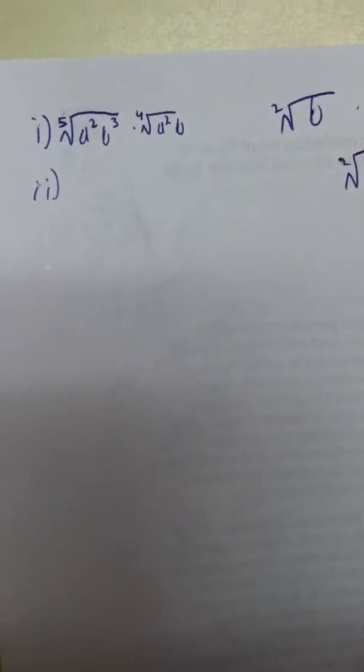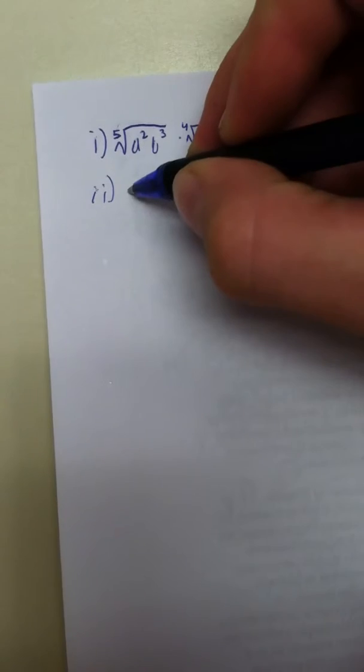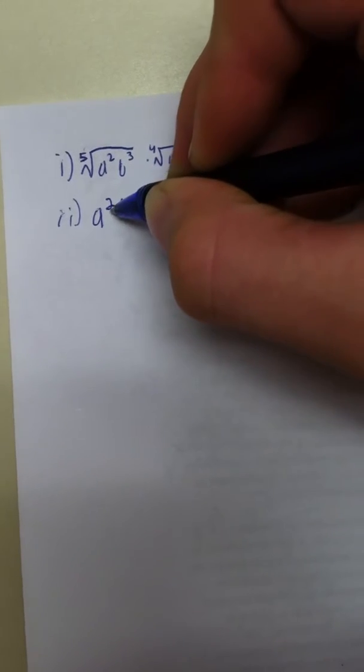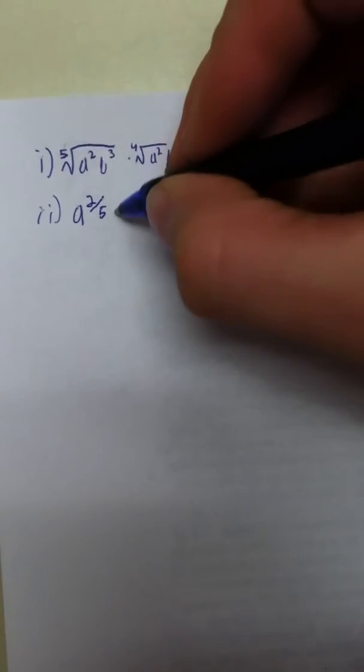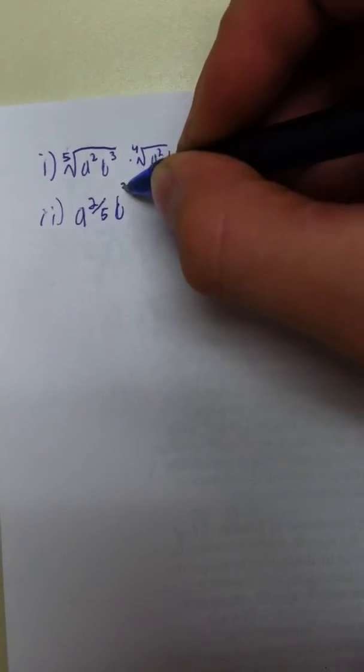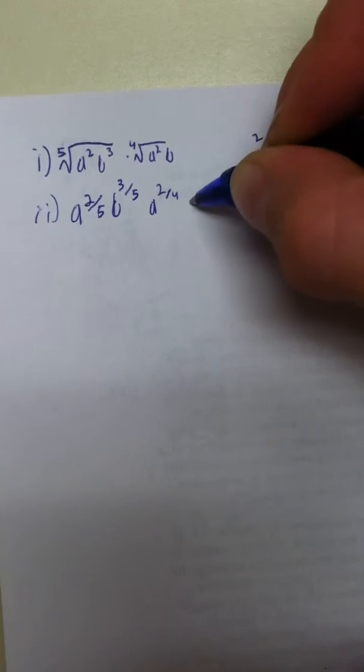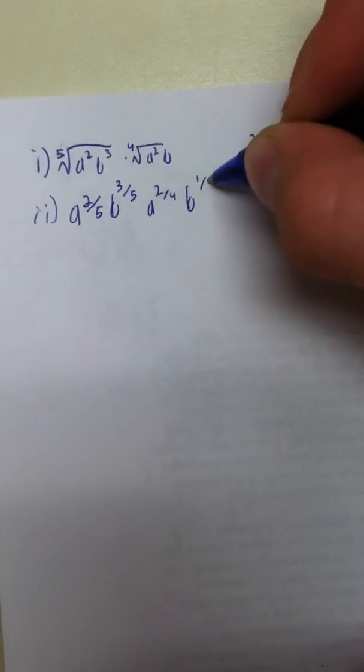notation. So to do this, you're going to write the exponent, and you're going to take the index and write it as the denominator. Do the same thing with b. Do the same thing over here, as well as the b.